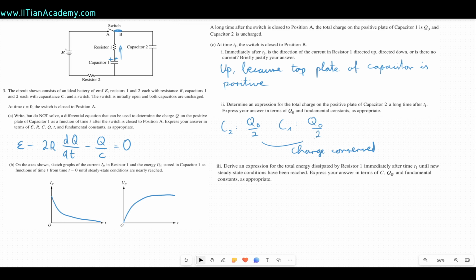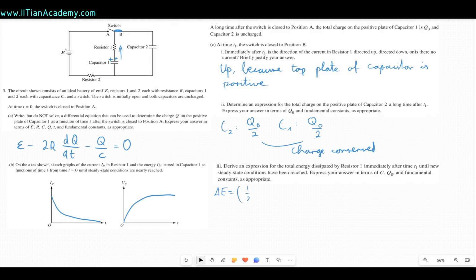In part 3, we need to derive an expression for the total energy dissipated in resistor 1 immediately after the new steady state conditions have been reached, and the total energy dissipated, the energy loss, will be the final energy minus the initial energy, which we can express in terms of energy stored in capacitors. Initially, we only have energy in capacitor 1, and finally, we have energy in both of these. So we need to find the difference of these.